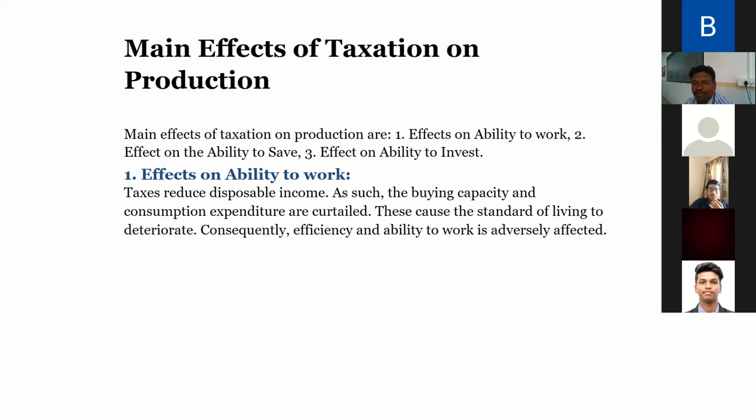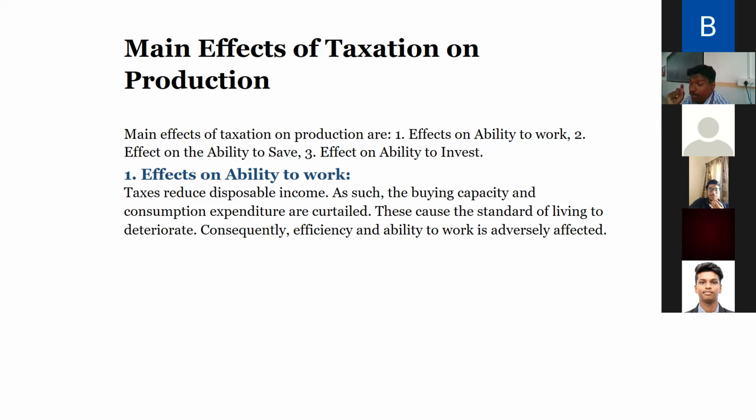And moreover, we can also apply the principle of taxation. Srishti, you got it? Yes, sir. Yes, you can apply this. Sir, while we are going for any kind of taxation system, then we need to follow the horizontal equity. So these are all the words you have to capture, you have to connect.